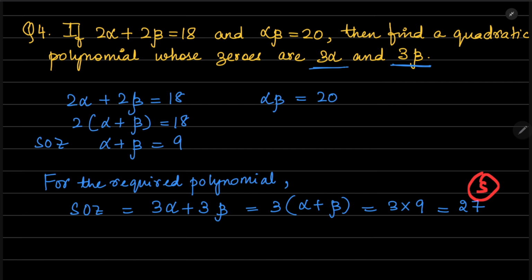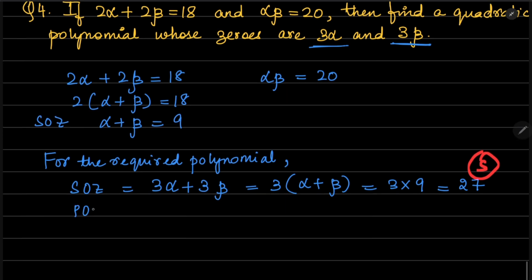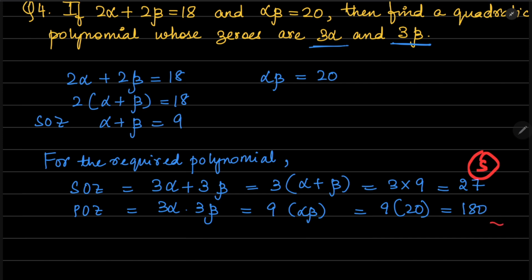And then, what is the product of the zeros? It is nothing but 3 alpha multiplied by 3 beta. 3 3s are 9, so 9 into alpha beta. What is the alpha beta value? It is 20. So 180. This product of zeros, I will denote it by P.